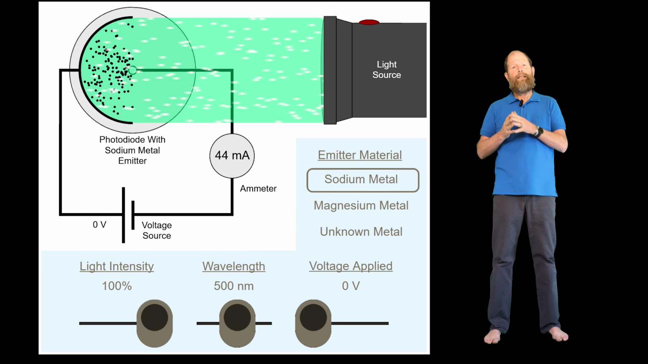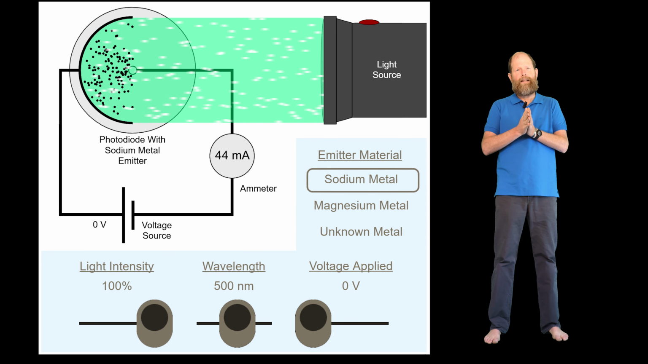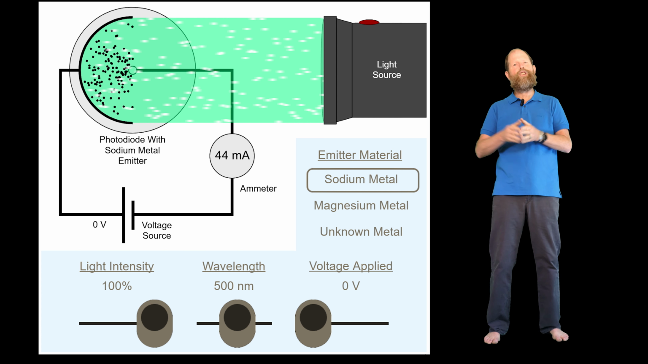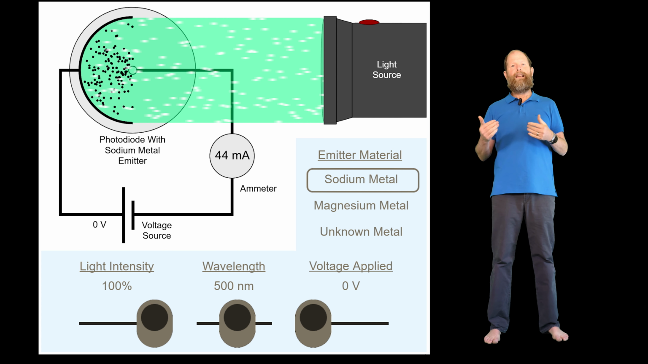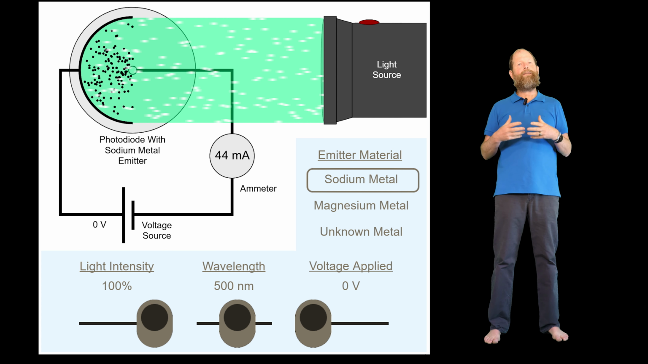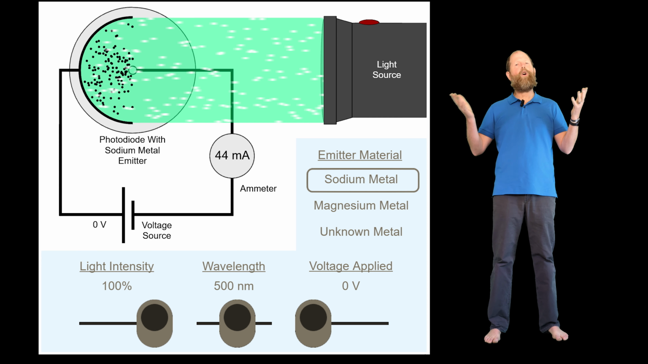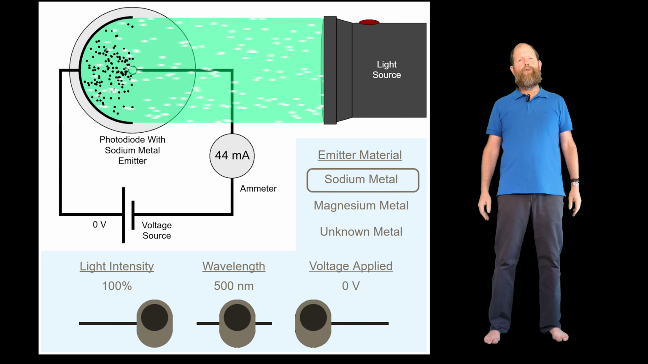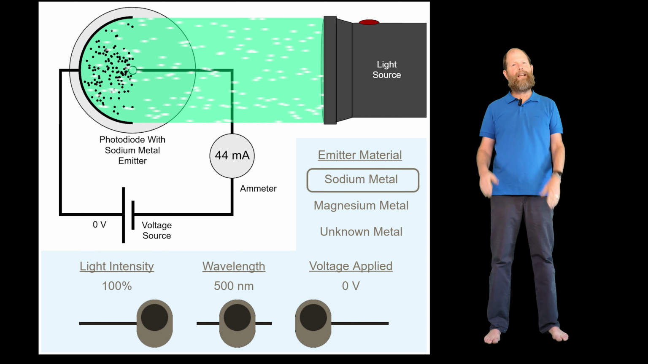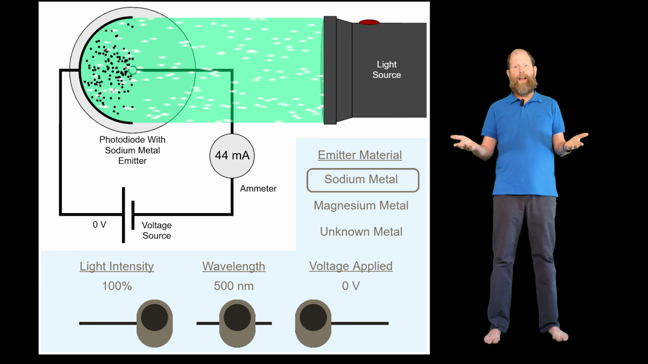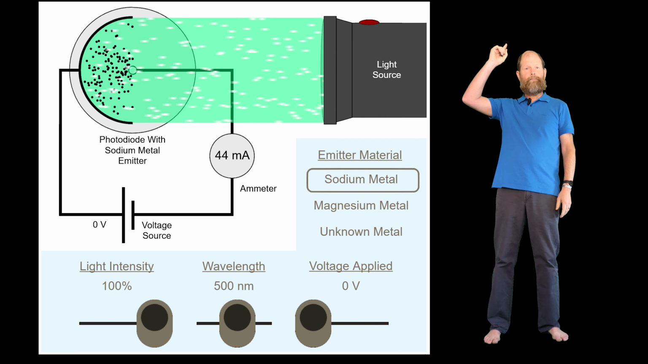Hopefully you noticed that as the wavelength decreases, the maximum kinetic energy increases. This tells us that photons of lower wavelength have more energy. You can see more about the exact relationship between a photon's wavelength, their frequency, and their energy in this video.